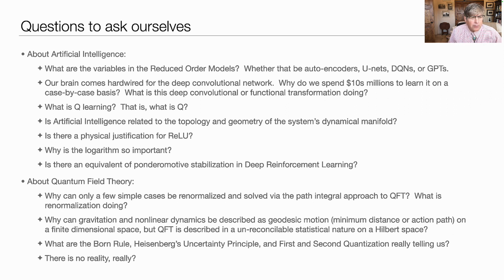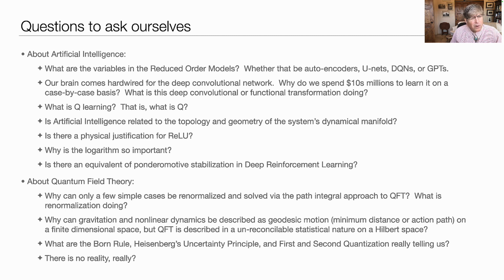Before I get into the heart of the technical discussion, I want to start by asking ourselves the same questions that I asked myself as I developed this technology. First of all, there are a series of questions about artificial intelligence. The first one is, what are the variables in the reduced order models? Whether that be autoencoders, UNets, deep Q learning, or generative pre-trained transformers, all of which have these bottlenecks in their architecture where there are few nodes.